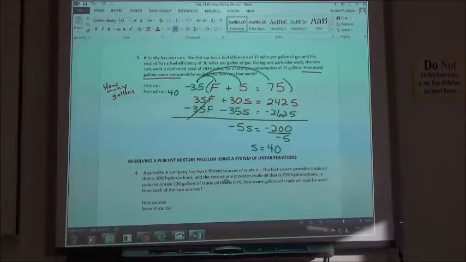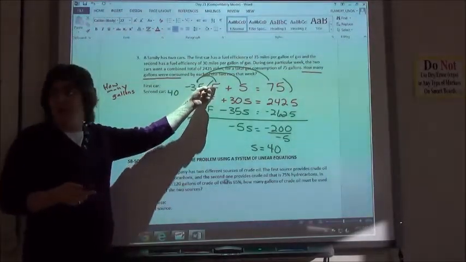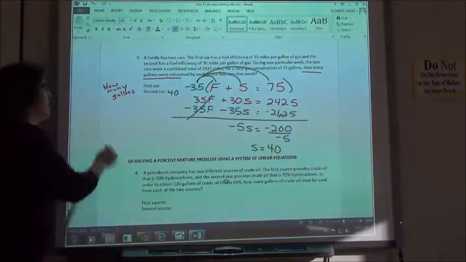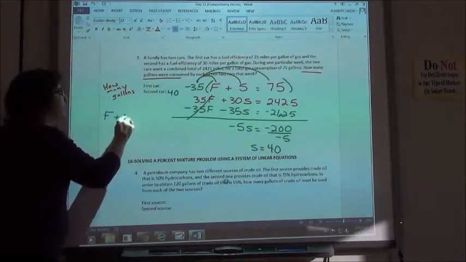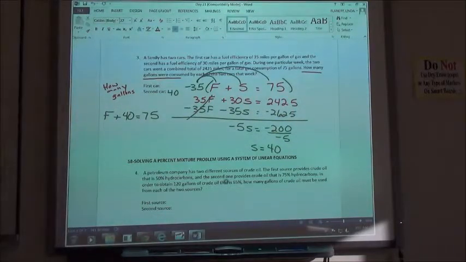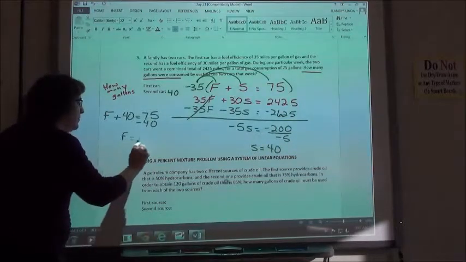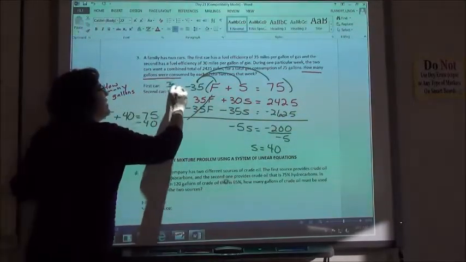I still want to find out how much the first car used. You could substitute it into either one of my original equations, but the top one's obviously easier. And so I'm going to say the first plus the 40, which is the second, is equal to 75. Then all we need to do is subtract to solve that. So the first one used 35 gallons of gas.